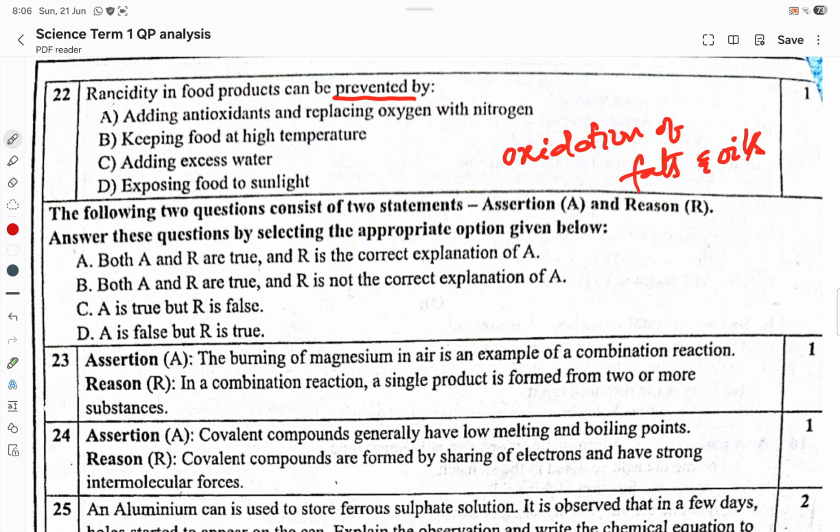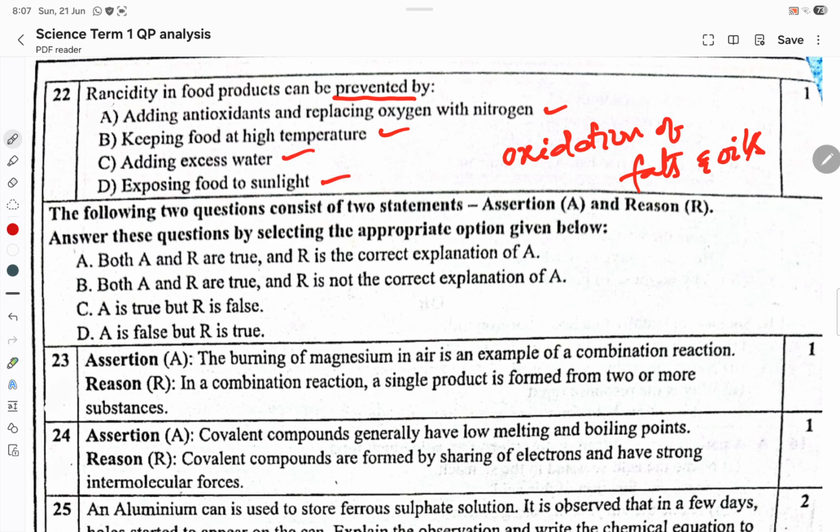Nitrogen gas is an inert gas which will not allow the oil present in the chips or food to react with atmospheric oxygen. It prevents oxidation. Oxidation means spoiling of the food item, right? Now let's see the answers. Adding antioxidants and replacing oxygen with nitrogen, this is one option. Keeping food at high temperature, adding excess water, exposing food to sunlight, right?